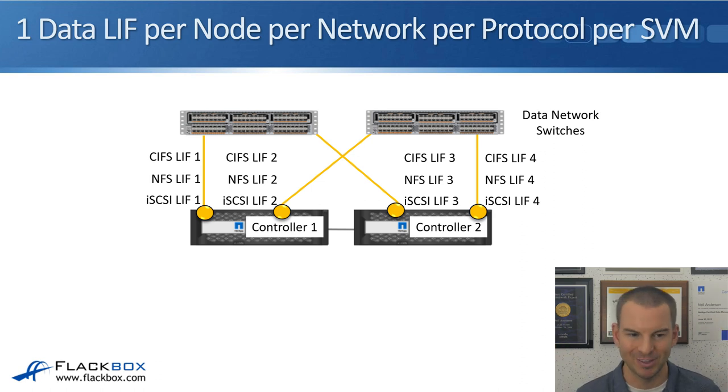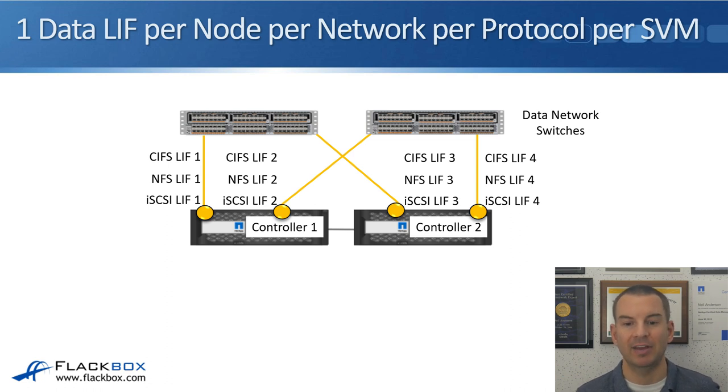Okay, so let's break this down. So one data LIF per node, per network, per protocol, per SVM. Well, per node, we have got the two different nodes. Per network, we have got redundant switches. Per protocol, we've got CIFS, NFS, and iSCSI. And in this example, per SVM, we were just doing it for the Department A SVM. So for the Department A SVM, we'll have a different LIF for every protocol.